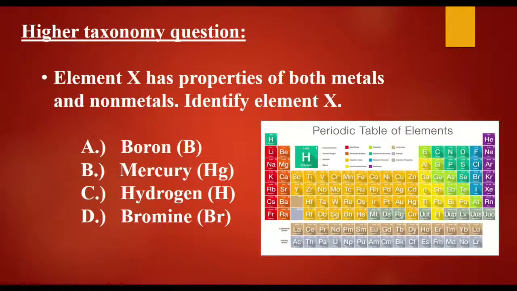For this next higher order question, it would be beneficial to you to pause the video when I am done reading the question. The question reads, element X has properties of both metals and nonmetals. Identify element X. The choices are A, boron, B, mercury, C, hydrogen, and D, bromine. You can pause the video.